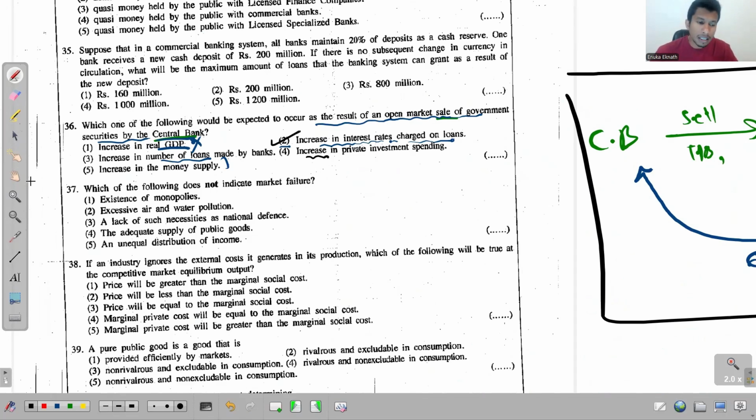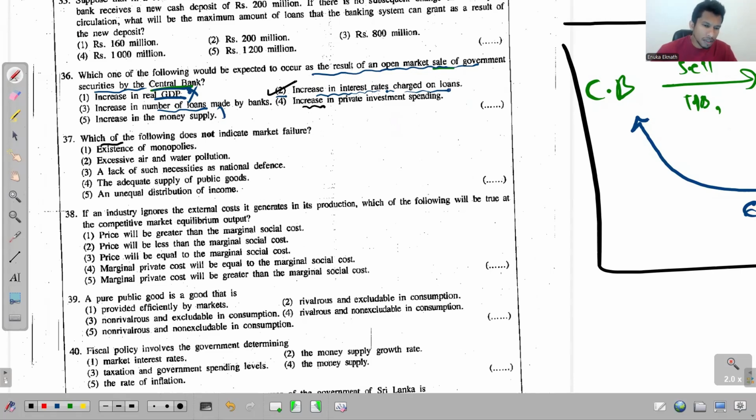Right, now look at this question 37. The 37th question says, which of the following does not indicate a market failure? See, existence of monopolies is an example for a market failure. Excessive air and water pollution, I mean simply environmental pollution, is an example for market failure. Lack of such necessities as national defense. Okay, having under allocation of resources for national defense, if not in general, having under allocation for providing public goods is an example for market failure. And the fourth one, the adequate supply of public goods, no, that is not an indication of market failure, right?